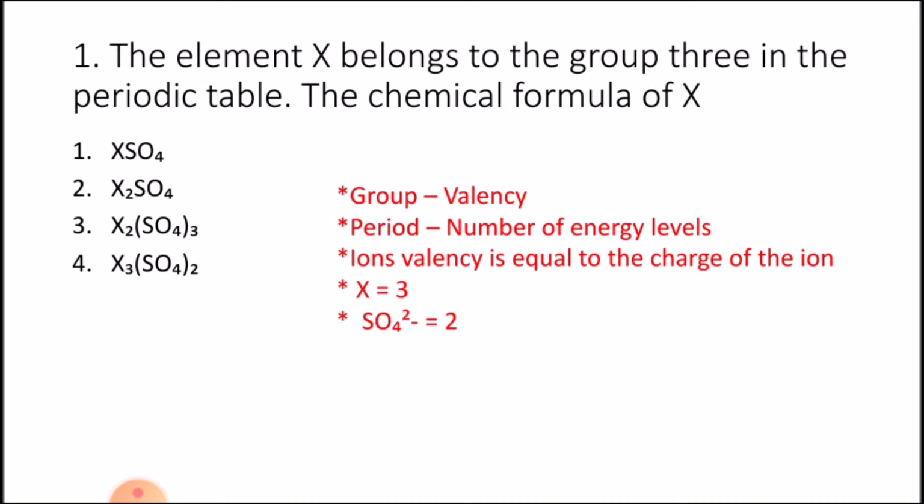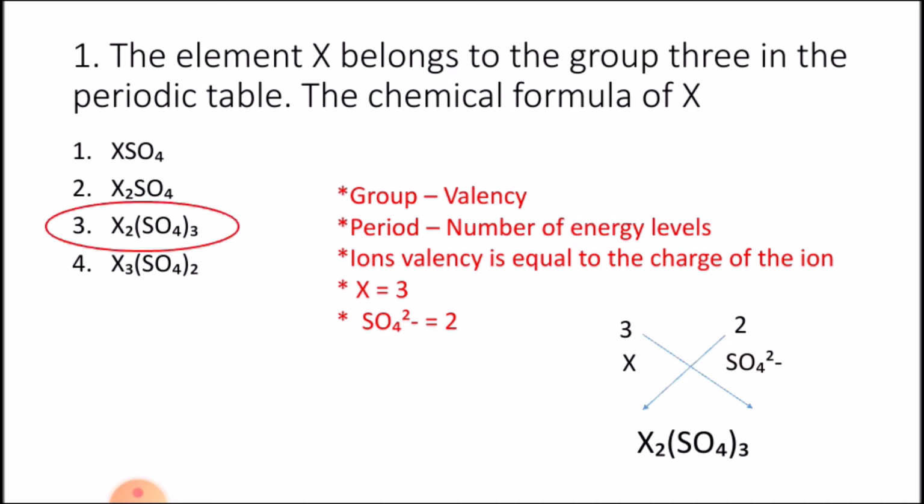So from this we can derive our equation. Here sulfate has a valency of 2 and X has a valency of 3, and when we interchange these valencies, we obtain the answer like this: X2(SO4)3. Therefore the answer is the third one.